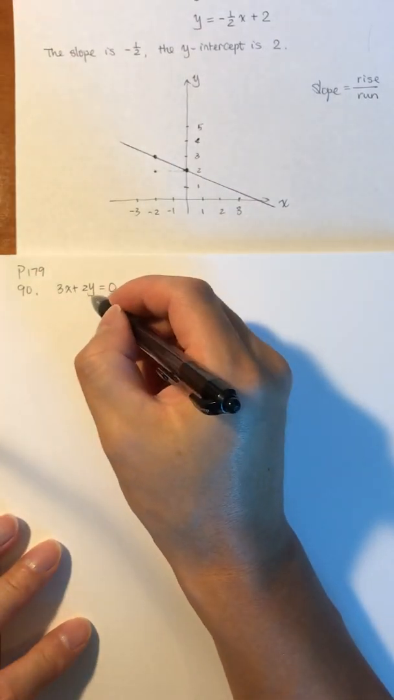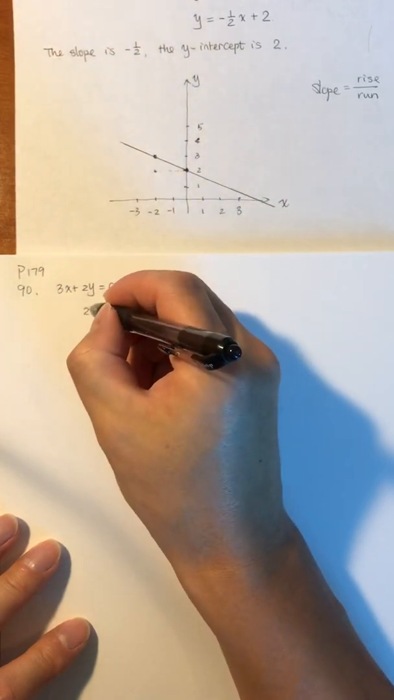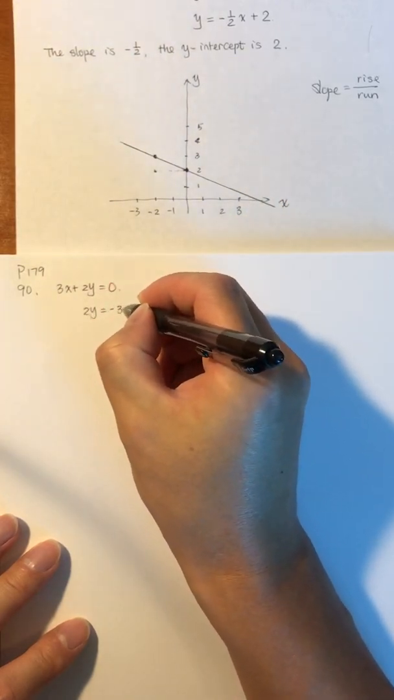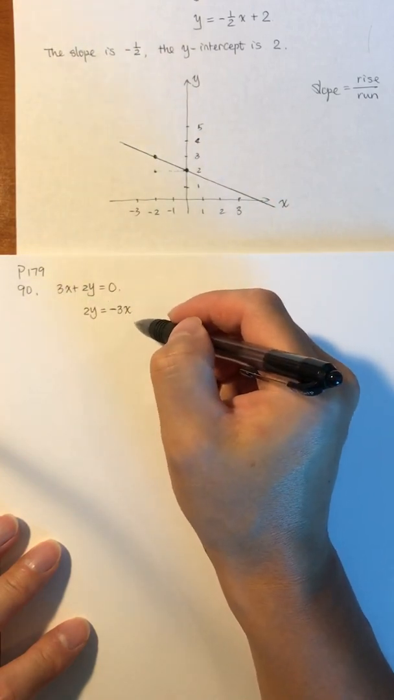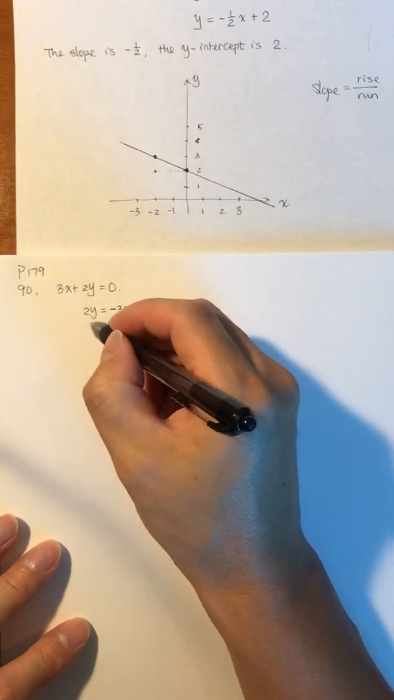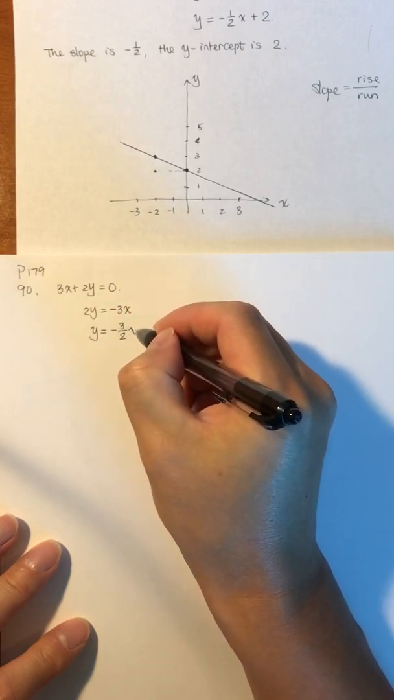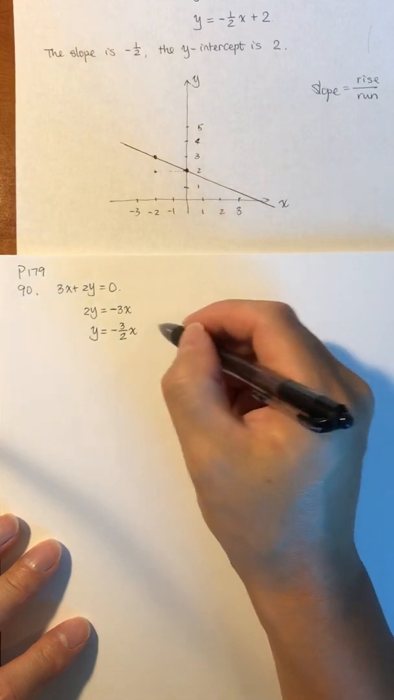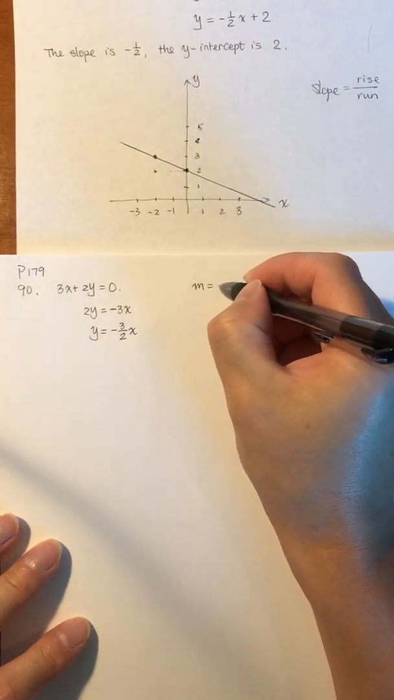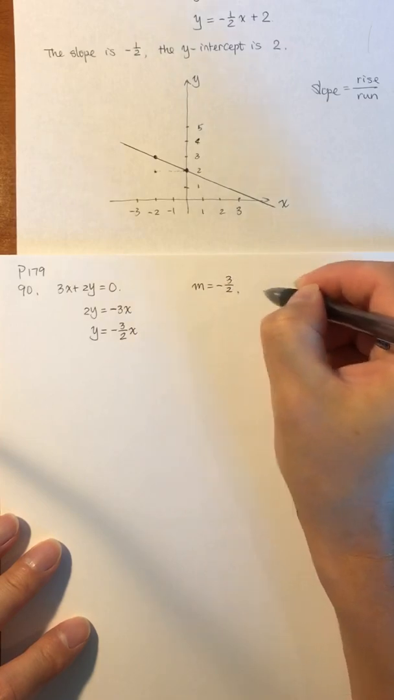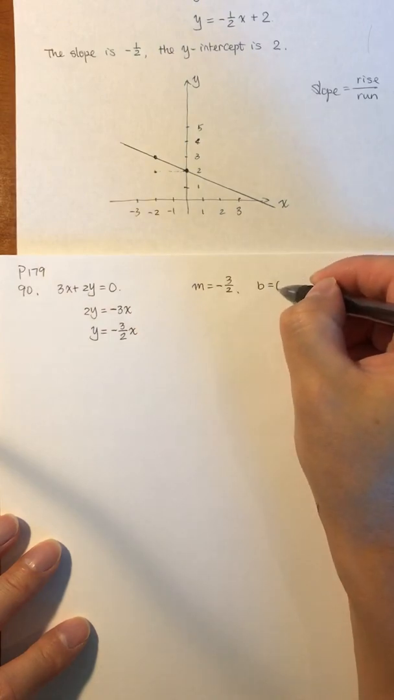So we do the same thing. We just leave the y term on the left-hand side, all other terms on the right-hand side. So we move 3x to the right side, it's negative 3x. And then you divide the equation by 2, you get y is equal to negative 3 halves times x. Plus 0 you don't copy. So you know that the slope is negative 3 halves. The y-intercept, you don't add anything, the y-intercept is 0.